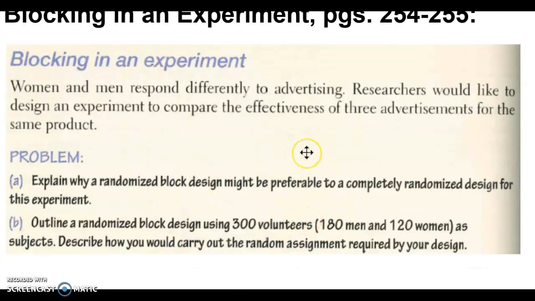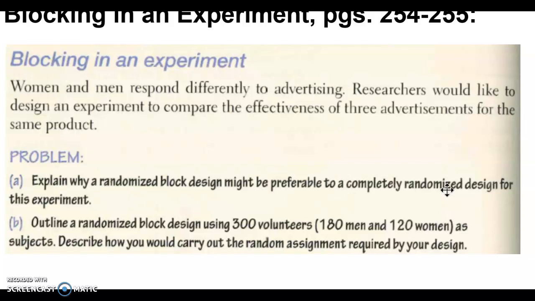Okay? So women and men respond differently to advertising. Researchers would like to design an experiment to compare the effectiveness of 3 advertisements for the same product. Explain why a randomized block design might be preferable to a completely randomized design for this experiment. So why would we do block? Well, men and women could respond completely differently to these. If you put them all together, you're not going to be able to see that. That's basically going to create another variable, a confounding variable, with what you don't want.